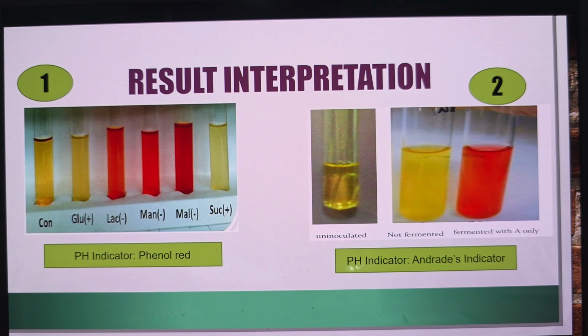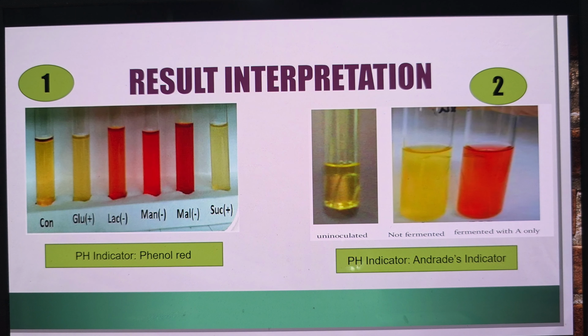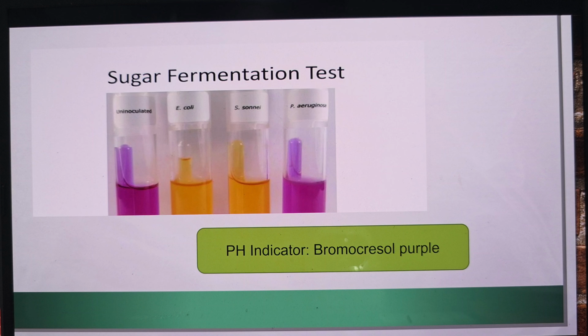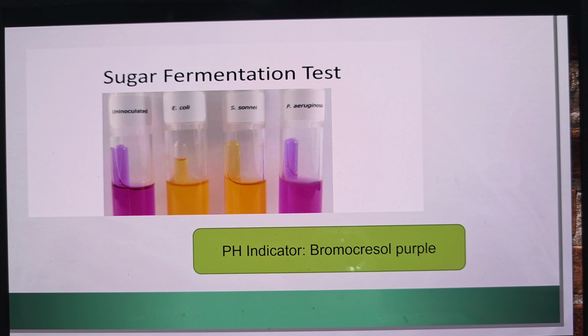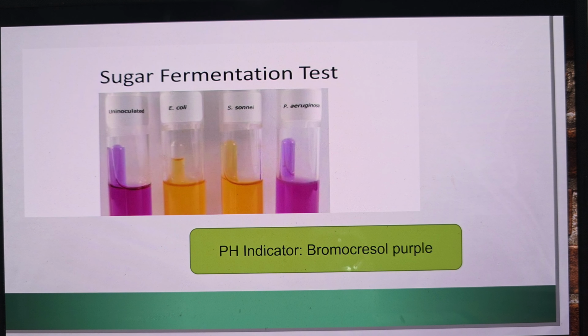In the second picture, the pH indicator is Andrade's indicator. Due to acid production, the media becomes pinkish red. Here, the pH indicator is bromocresol purple. In this picture, acid formation causes the yellow discoloration of the medium.